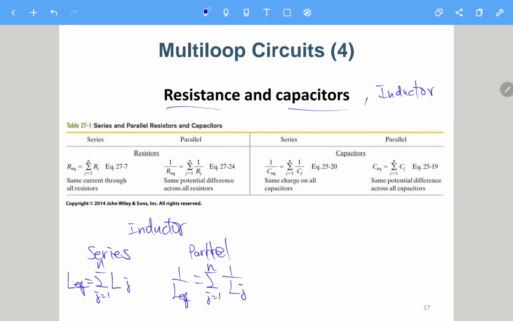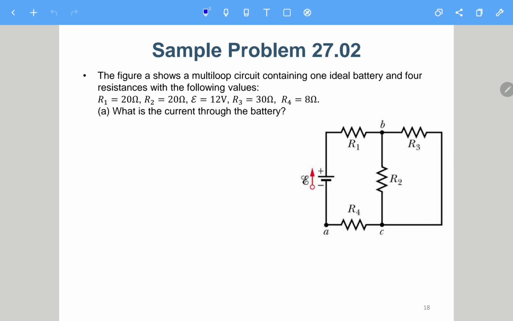Later in this chapter, we will talk about the phasor, then you'll know something about that. Not this chapter, it should be chapter 31.